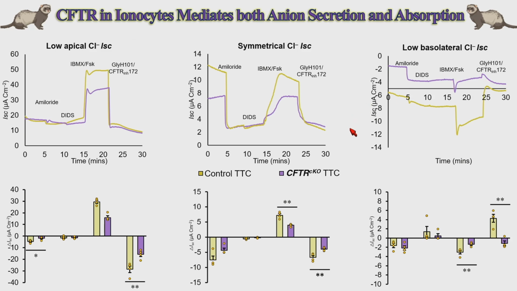These experiments conclude that CFTR of ionocytes is important for mediation of anion secretion and absorption. And these green arrows are just pointing out that the readings of current are different in all three cases, and the reads are much higher under low apical chloride versus symmetric chloride and low basolateral chloride.